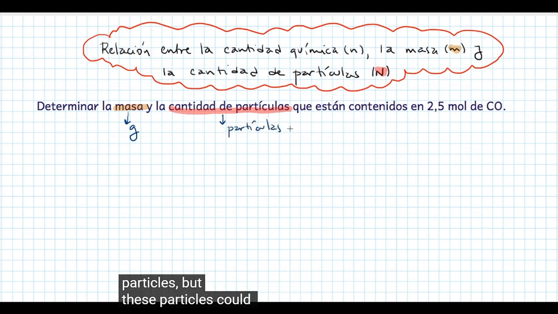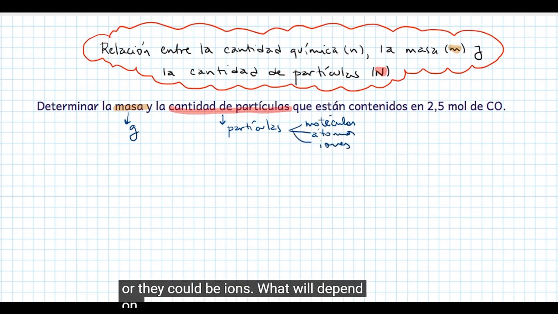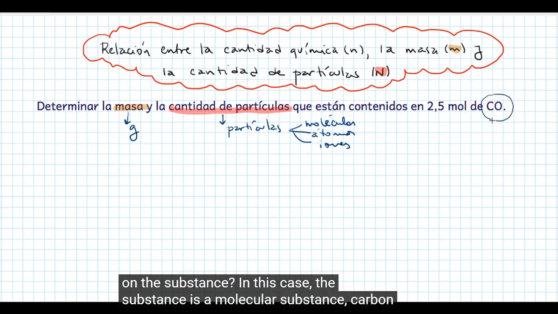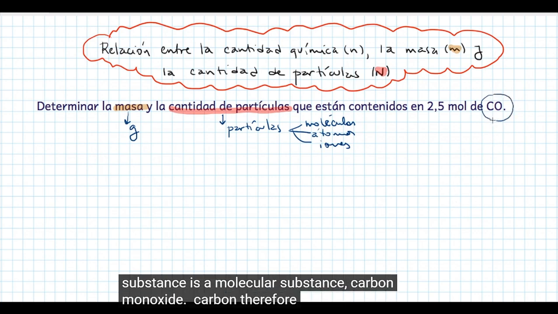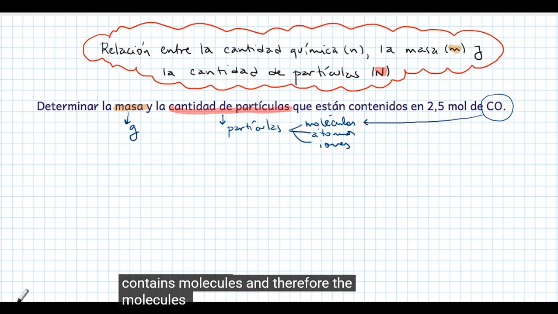but these particles could be molecules, they could be atoms, or they could be ions. What will depend on the substance? In this case, the substance is a molecular substance, carbon monoxide. Carbon monoxide contains molecules and therefore the molecules are going to be my answer to the number of particles.